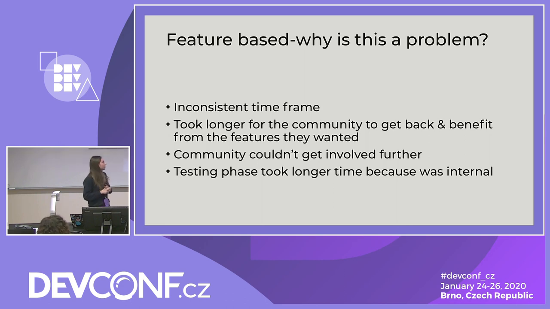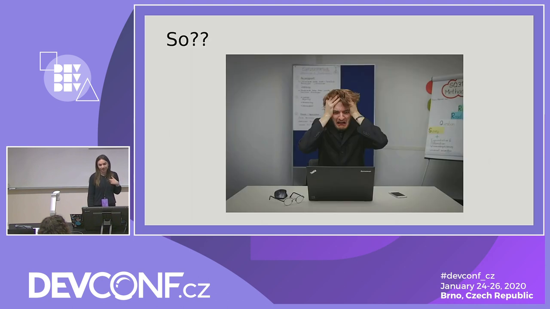And another thing that was very important to us was the testing phase, which would take longer at the time because it was internal, and there was no beta version of the software. So meetings started, calls started going on, because most of the team was spread in different cities and countries, and we started considering an agile approach.